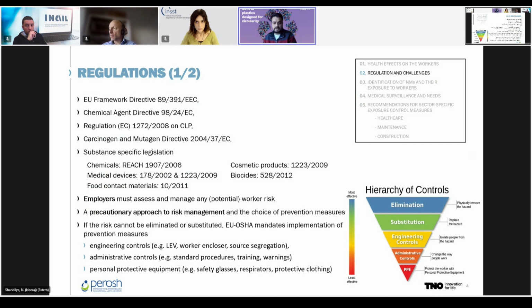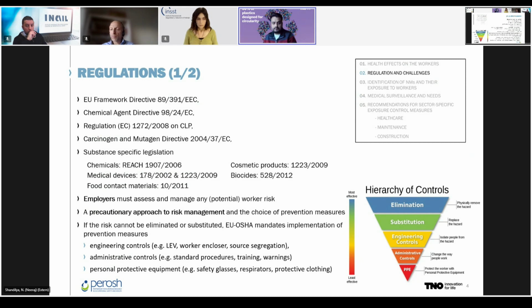Although many uncertainties remain, there are high levels of concern about the safety and health hazards of nanomaterials. Therefore, the employers, together with workers, must apply a precautionary approach. As Jan Michael mentioned, this precautionary approach is important right now to risk management and the choice of prevention measures. So if the use and generation of nanomaterials cannot be eliminated or substituted by less hazardous materials and processes, EU OSHA mandates the implementation of prevention measures at the workplace in the order of priority and effectiveness, as shown on the right-hand side at the bottom.